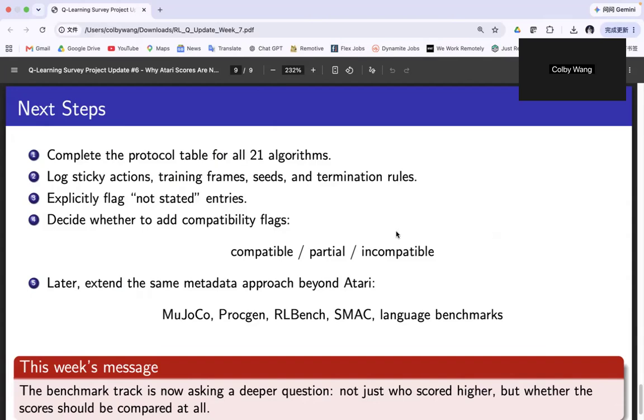The main message this week is that the benchmark track is now asking a deeper question, not just who scored higher, but whether the scores should be compared at all.